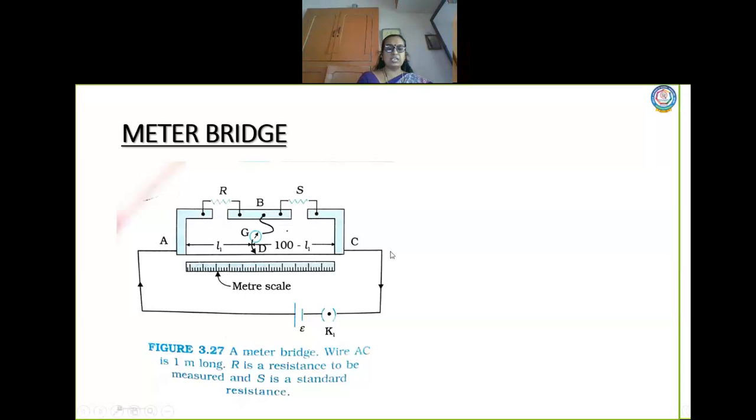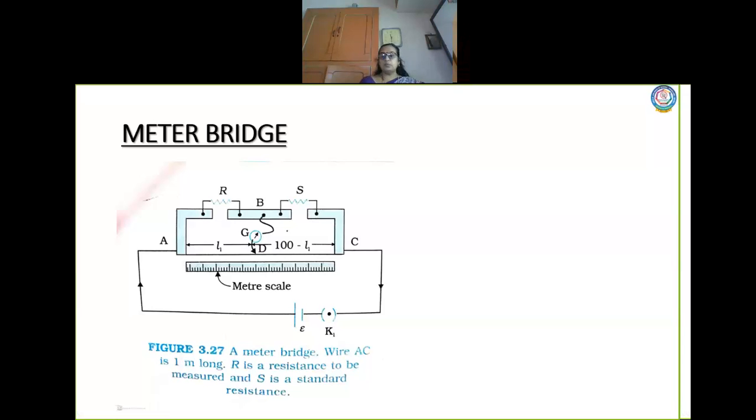So this jockey makes connection with the wire from the external. Now this is the external circuit, right? You have a resistor, you have an unknown resistor, you have a galvanometer. Now all these are connected to the meter bridge through the jockey. Okay, so this is the construction, right?